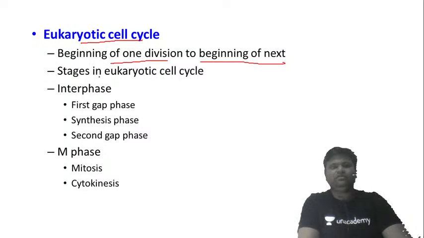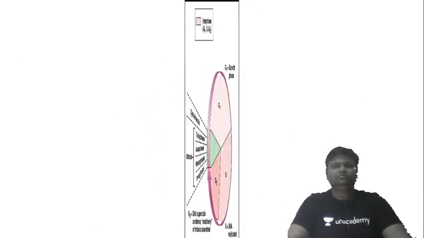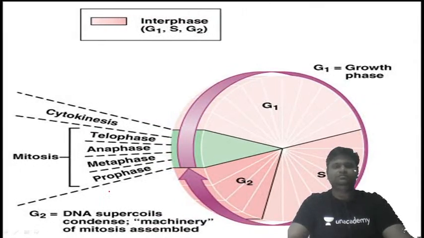There are various stages in eukaryotic cell cycle. First there is interphase, then there is a first gap phase, then there is synthesis phase, then there is second gap phase, then there is M phase, which consists of mitosis and cytokinesis. तो ये एक जनरल ओवरव्यू है सेल साइकिल का.